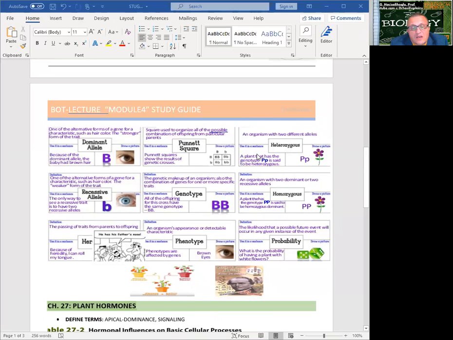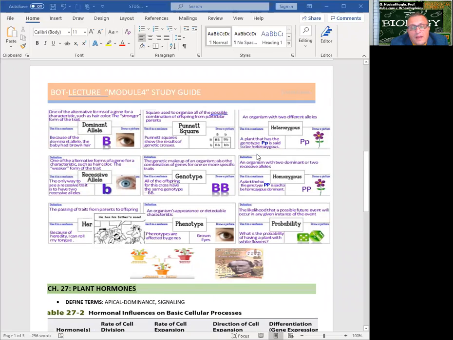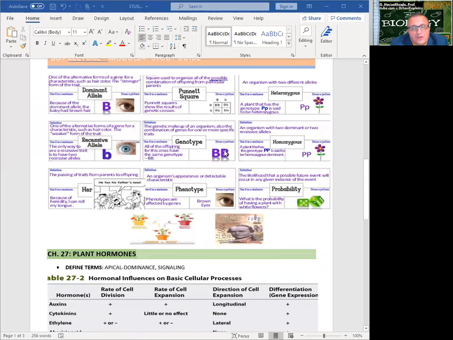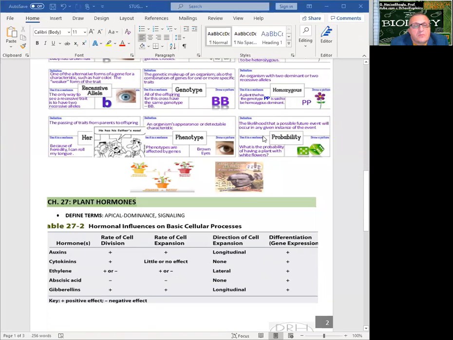As we know, these are rules that Gregor Mendel found and discovered in his pea plants, and he published 2 papers in his time in 1856, and today he's considered the father of genetics. So the next chapter is plant hormones.